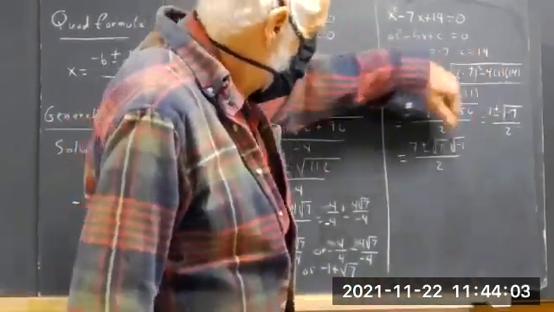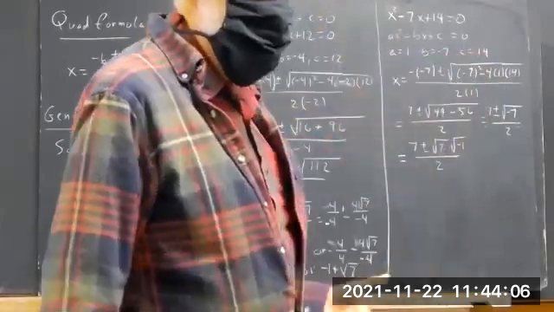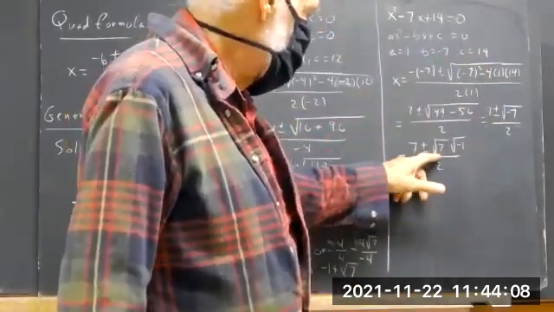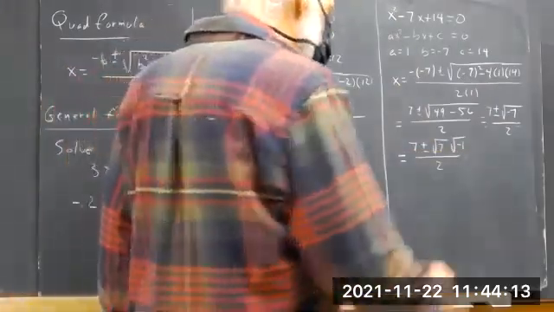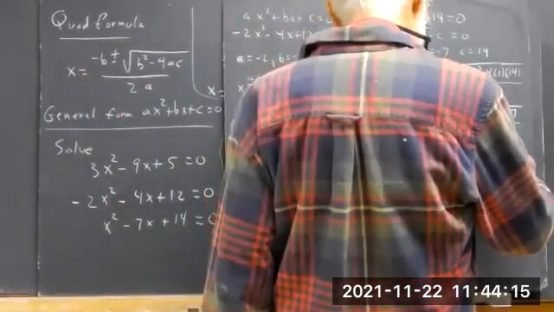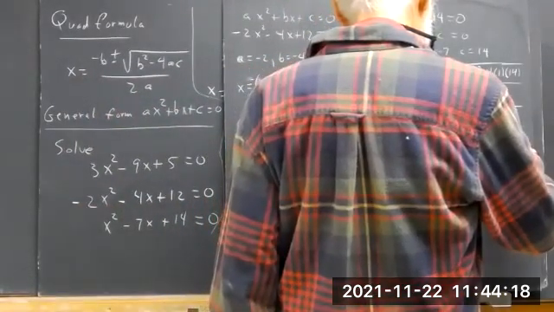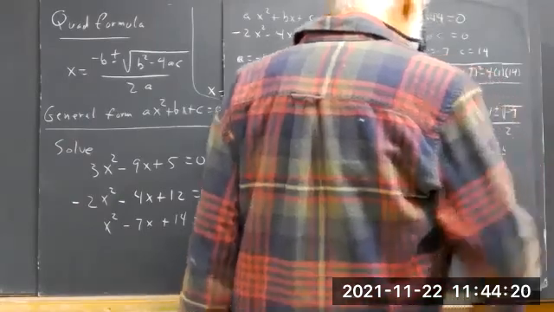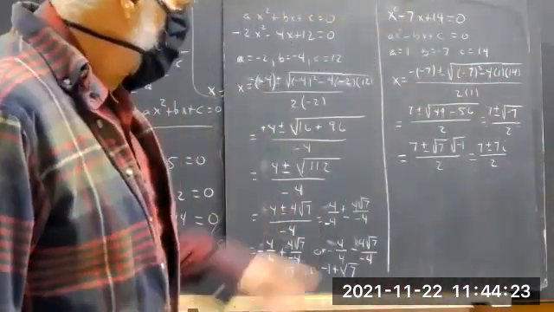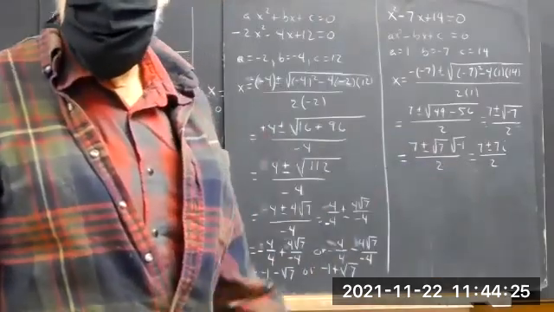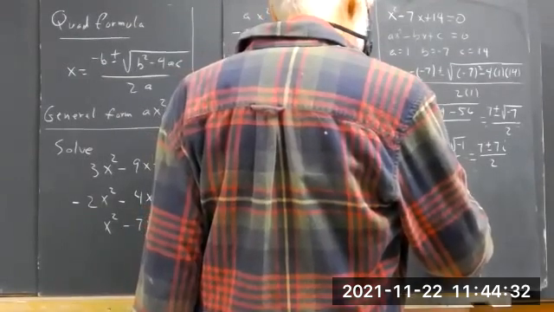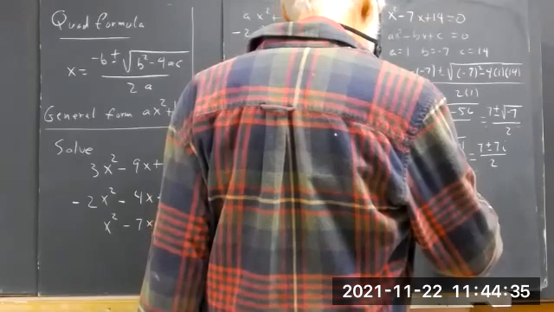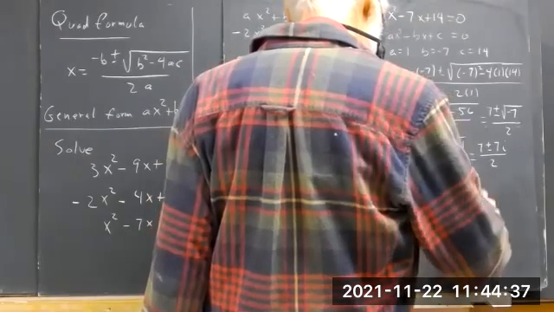And write my negative 7 is 7 times the square root of negative 7 times negative 1, which gives me the square root of 7 times the square root of negative 1. We're used to this. And that's 7 plus or minus 7i divided by 2. You can write that as 7 half plus or minus 7 half i.